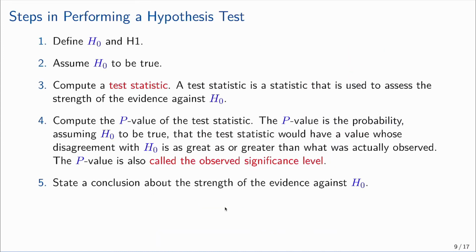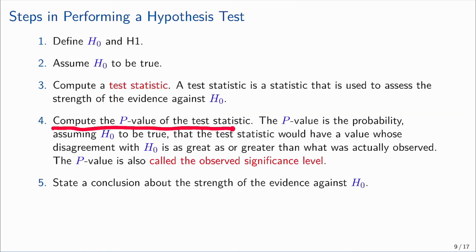These are the steps to test the hypothesis. First of all, we have to define the null and alternative hypothesis. We start by assuming that the null hypothesis is true. We compute a test statistic. That means that we take the sample and we compute the mean and the standard deviation of the sample, and we are going to use that to gather information against the null hypothesis.